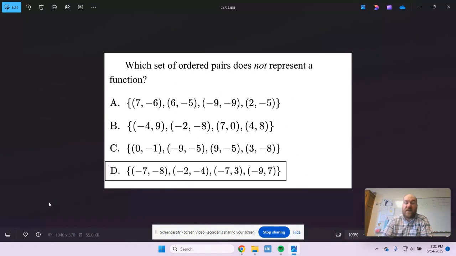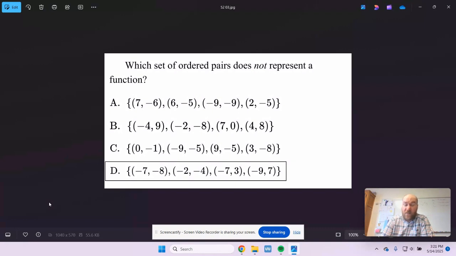Now to check to see if a list of points is a function, all you have to do is look at the x values and see if there's any repeats. And if there are repeats, then the y values that are matched up need to never change. They need to be the same. So choice D here is boxed as the answer.